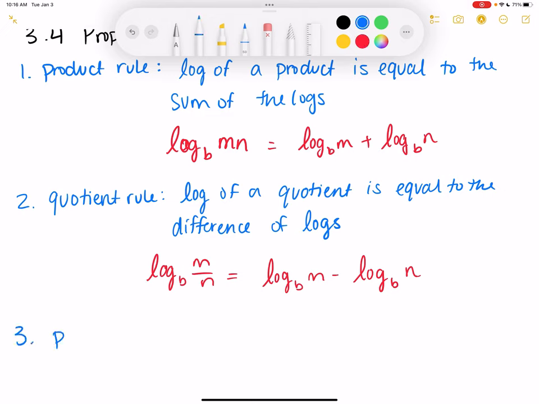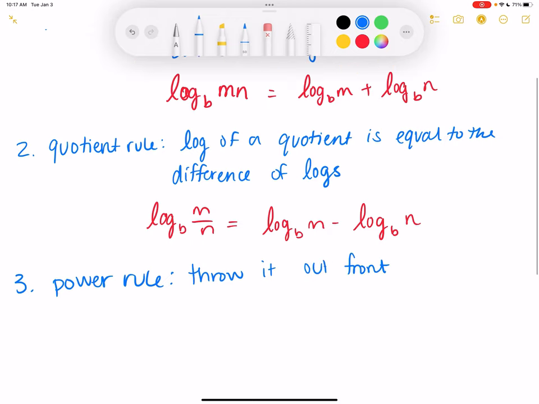And then the last one is the power rule. And we just say throw it out front. So log base b of m raised to the c is equal to c log base b of m. And sometimes all of these rules will end up combined in one, so you just have to go through and use them all together. Okay, so examples.